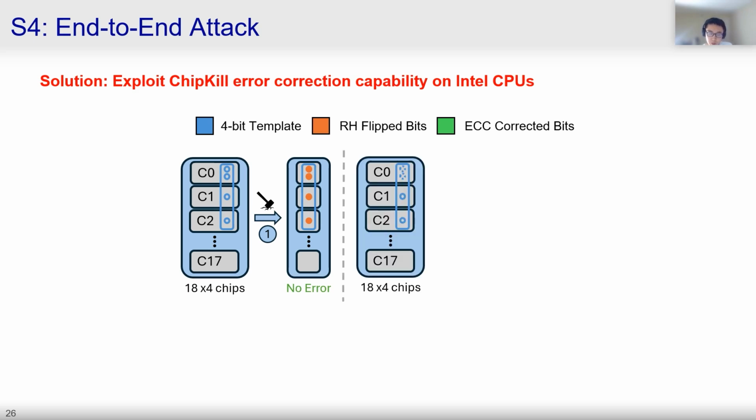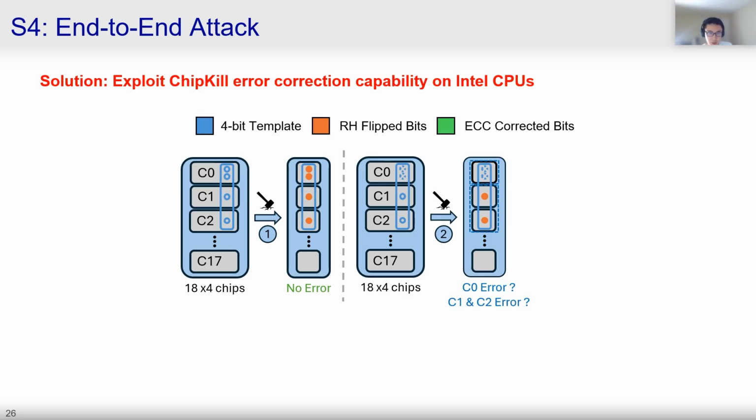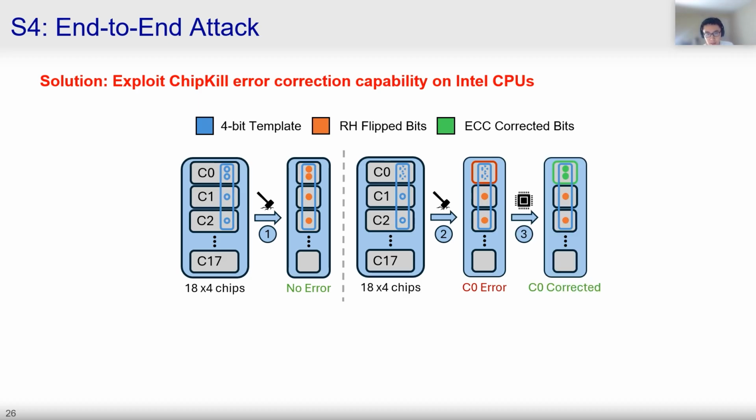What's more interesting is that if we only hammer the 2 bits in 2 different chips and both of them flip, the CPU actually has 2 different views on this. It could be either that chip 0 has an error, or that chip 1 and chip 2 both have errors. It turns out that the Intel CPU with chipkill capability will think chip 0 has the error, and will correct it by flipping the 2 bits in chip 0. And that lets us have a 4-bit bypass with only flipping 2 bits. That can make our end-to-end attack practical.